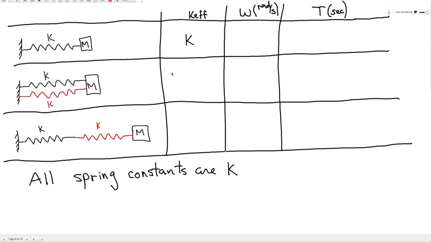Okay, so in this case over here, the effective spring constant is K1 plus K2. Since the springs are the same, it's simply equal to 2K. Okay. How about in this case? Remember what we had, the formula was K over 2K.